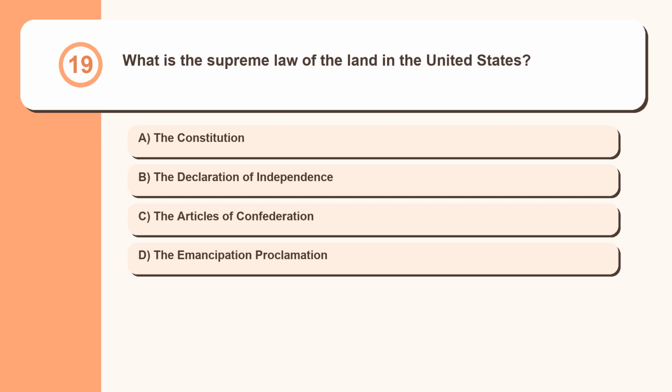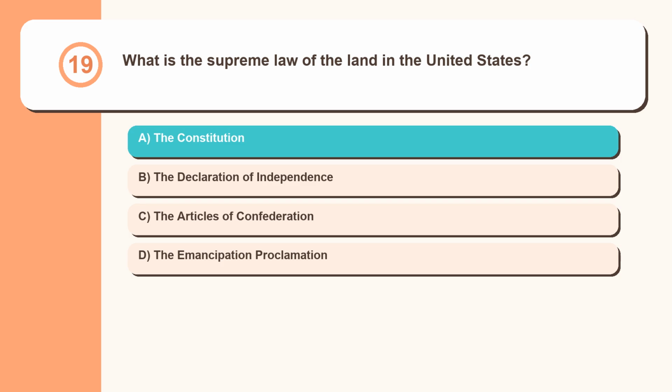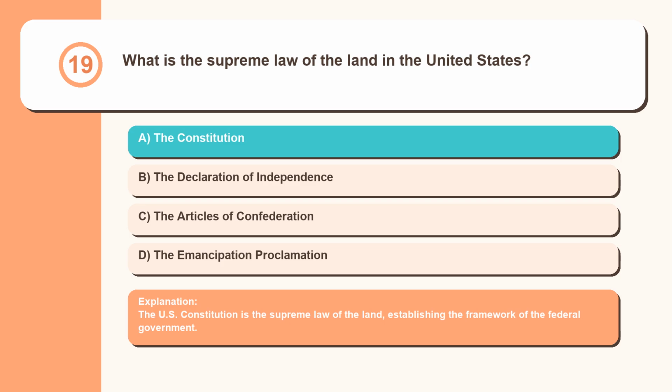Question 19. What is the supreme law of the land in the United States? The Constitution, the Declaration of Independence, the Articles of Confederation, the Emancipation Proclamation. The U.S. Constitution is the supreme law of the land, establishing the framework of the federal government.